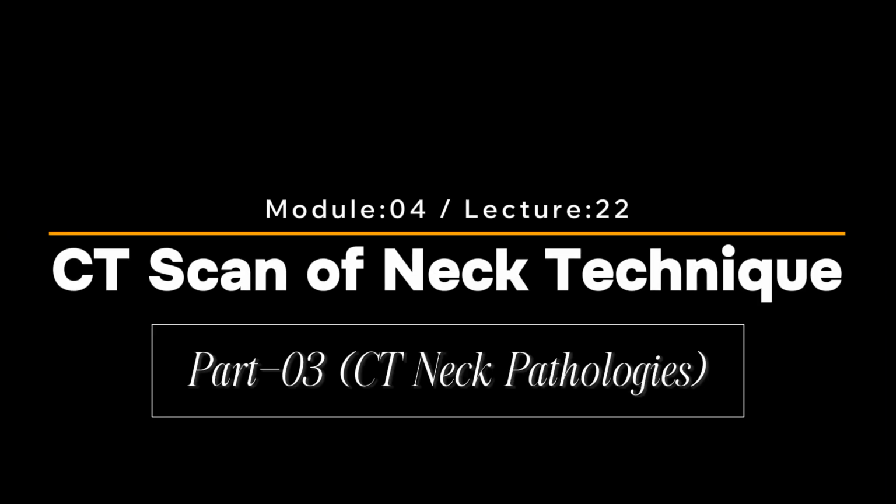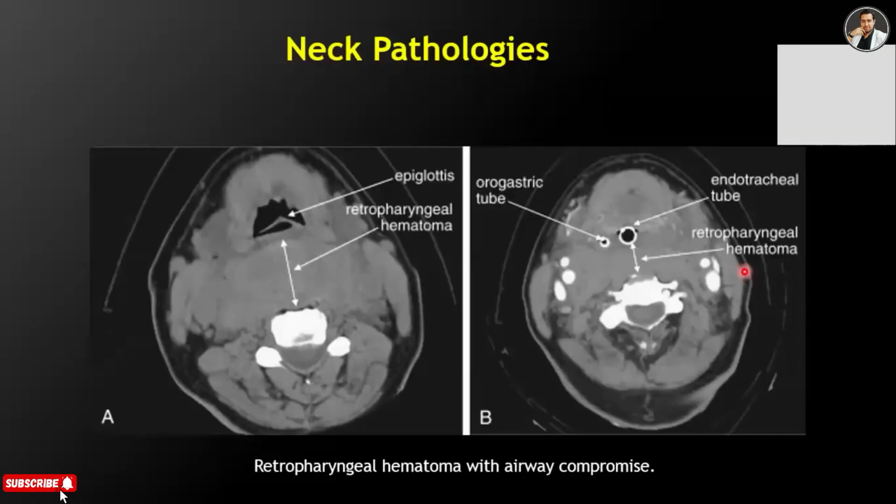So now let's see some pathology. So let's look at some pathologies of the neck. This image is of our epiglottis level. And in this level we see that there is a retropharyngeal hematoma with airway compromise.